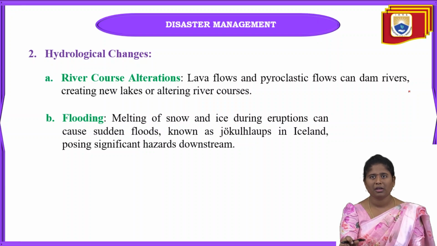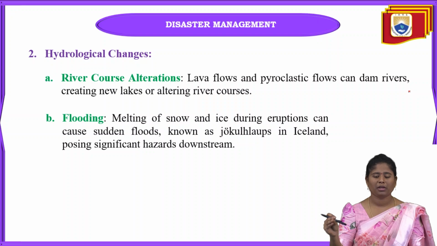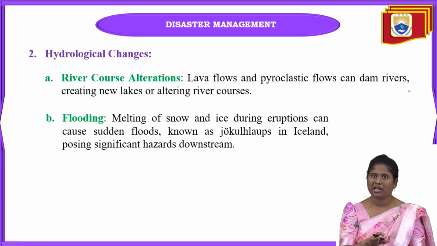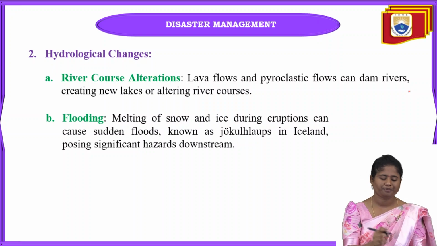Because of the flowing of this lava or pyroclastic flow, when these go into the rivers, that will create very new types of lakes, and it can also alter the river courses. It will have a very negative impact on the overall aquatic life here, and if any contamination of that water is there, aquatic life and also human life can be in danger in that area.